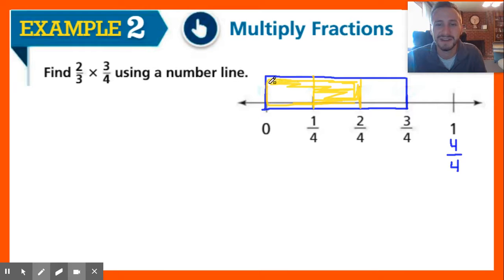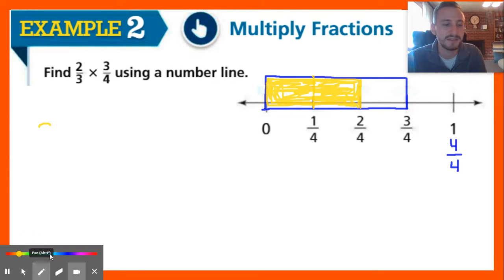Can't color in. Wish I could color in faster. So if this is 2/3, right? What portion of this yellow piece are we on? We're at 2/4. So let's see if we choose a different color, let's see if we use our multiplication, if we get the same answer.